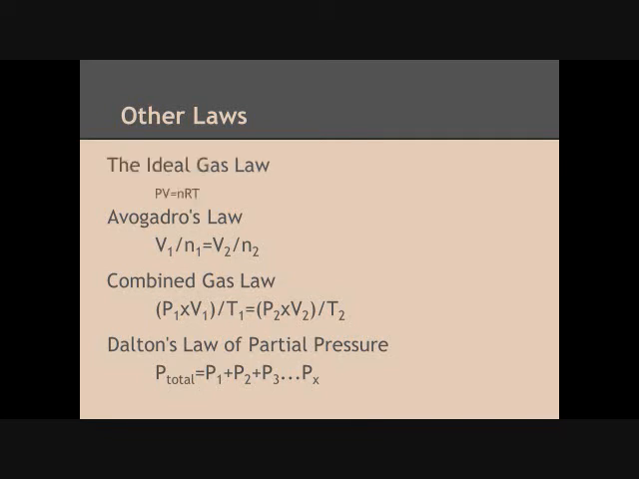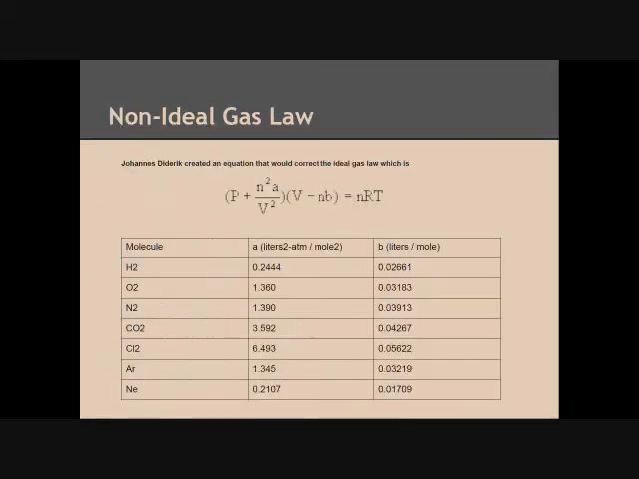The final things are non-ideal gas laws. The equation PV equals nRT can be used to describe ideal gases, but there are no ideal gases, and PV equals nRT makes a couple of assumptions. So Johannes van der Waals created an equation that would correct the ideal gas law, which is (P plus n squared times a over V squared) times (V minus nb) equals nRT. A and b must be gathered empirically, so you're going to have to find a table for these if you want to solve this equation.